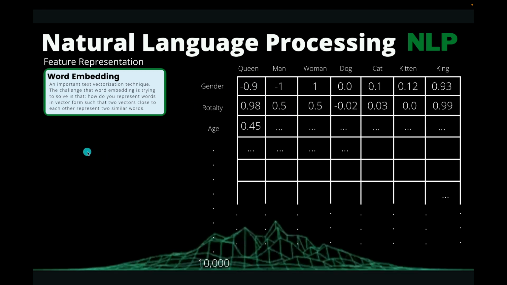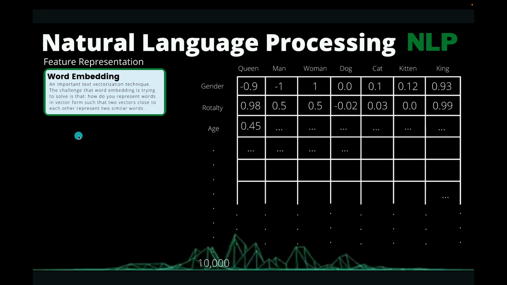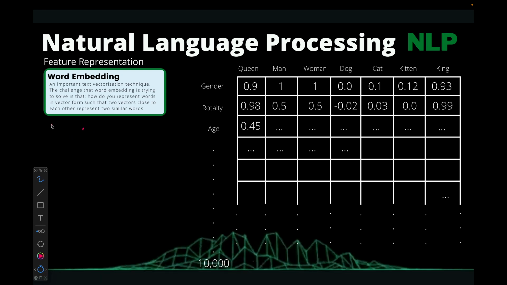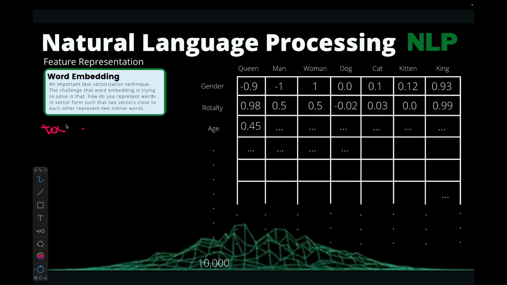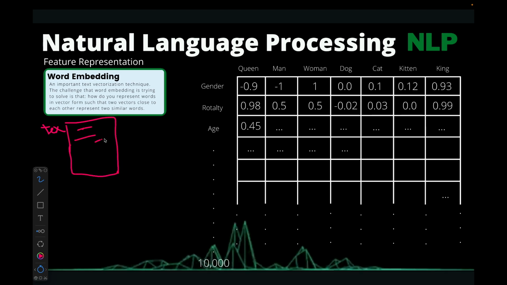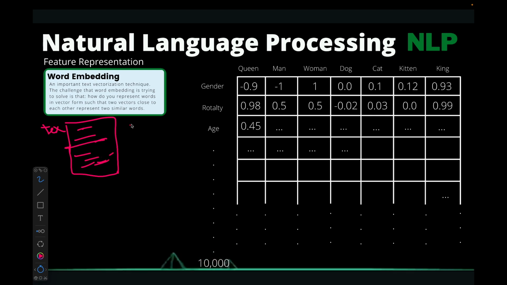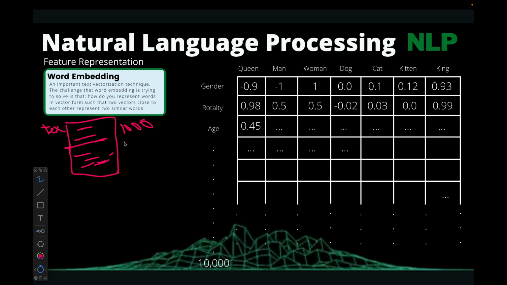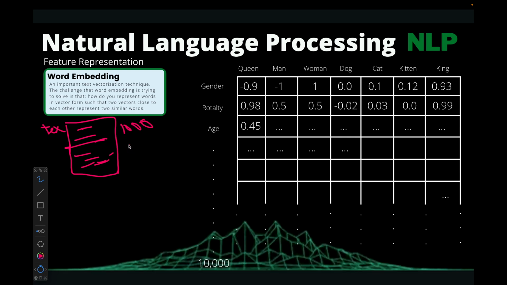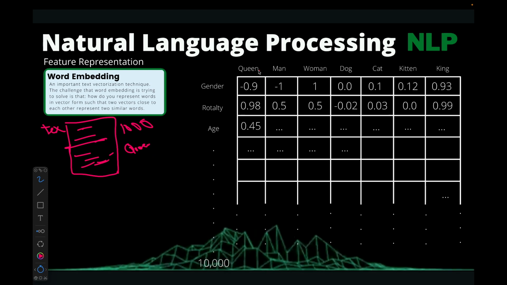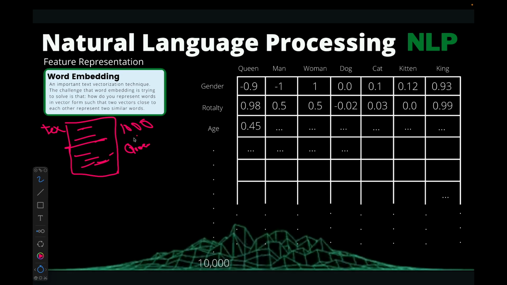Now initially this is what we used to do, what we have learned so far. We have some text, some huge text, which is nothing but our corpus. Let's say this text contains 1000 words, and in these 1000 words, let's say we have the word queen in there, and then we have all the other text over there.